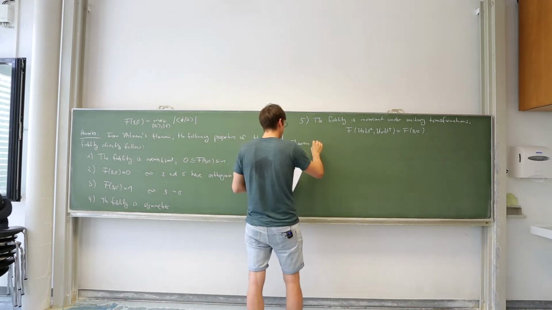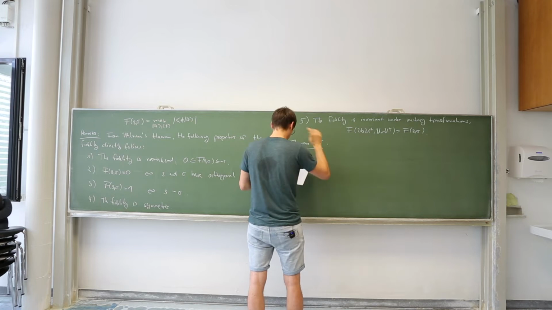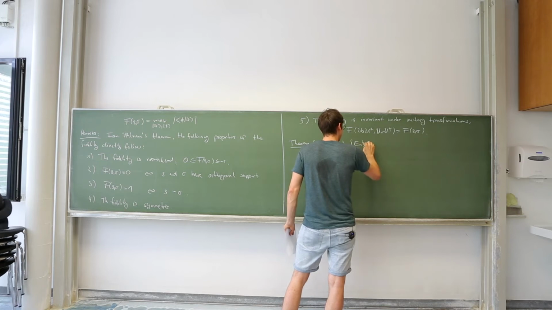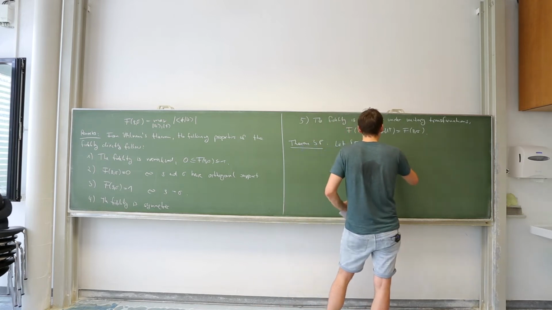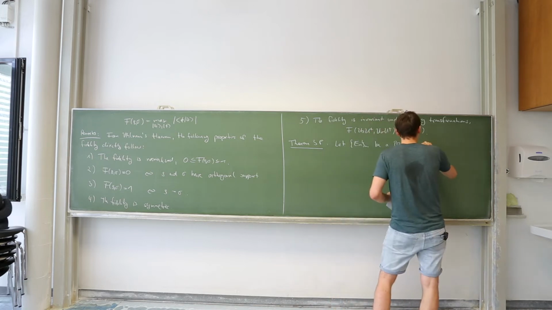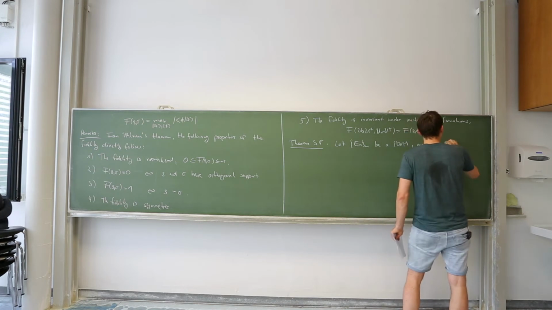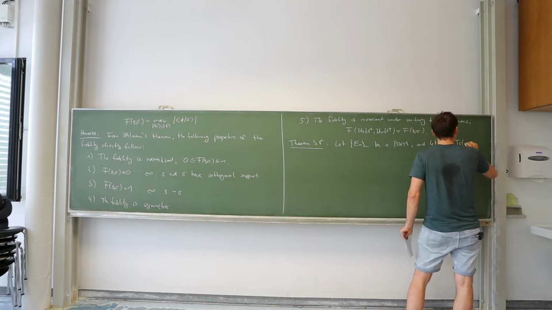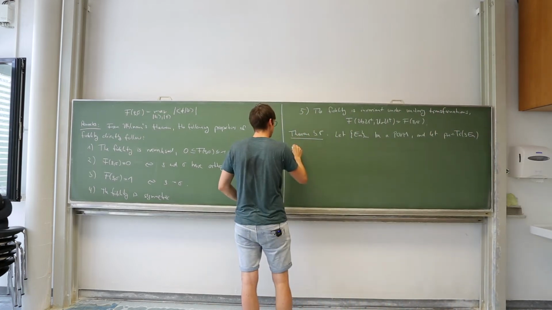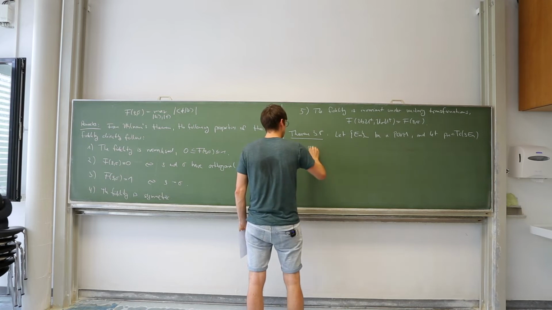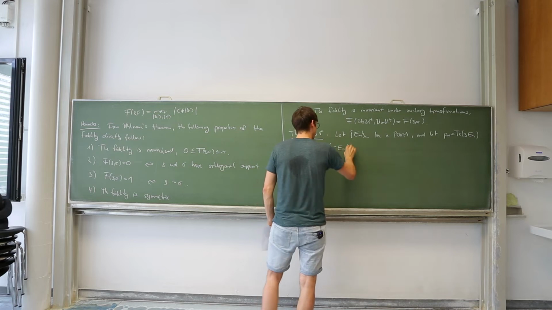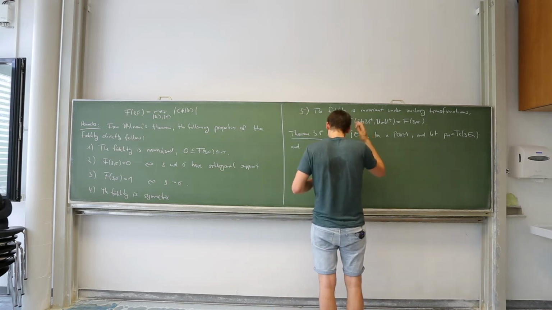So it's theorem 3.8. So let the set EM be a POVM. And let the probabilities PM equal to trace rho EM and the probabilities QM equal to trace sigma EM be the output probabilities.